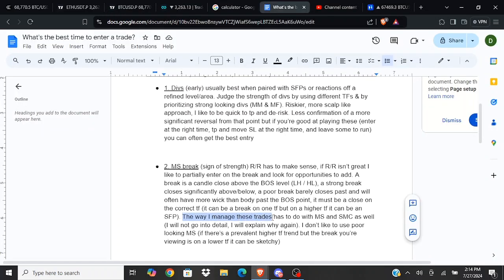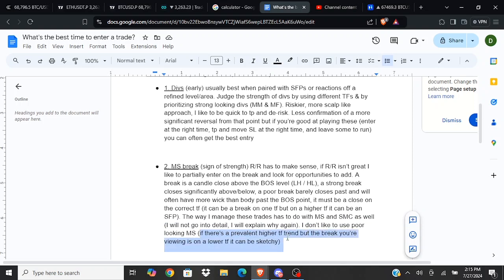Now, the way I manage these trades also has to do with market structure and smart money concepts, and I will not really go into much detail as to how I do that. I will not explain again. I already did that. Check out White Phoenix if you want to know everything I do when it comes to market structure and smart money concepts. And I don't like to use poor looking low time frame market structure, especially if there is a prevalent higher time frame trend, but the break you're viewing is on a lower time frame.